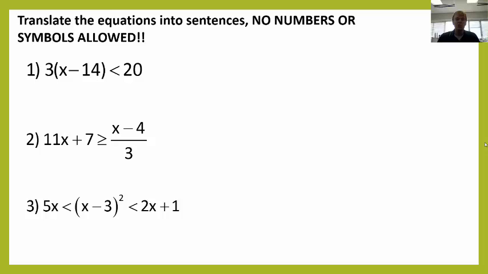Now you have the expressions, and we need you to write the sentences. So go ahead, pause the video, and write a sentence to represent each expression here. Ready, pause. Let's see how we did.